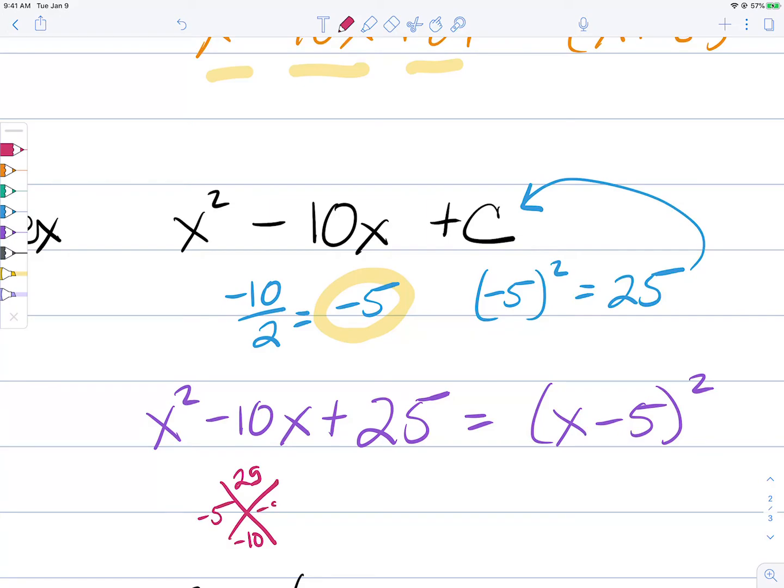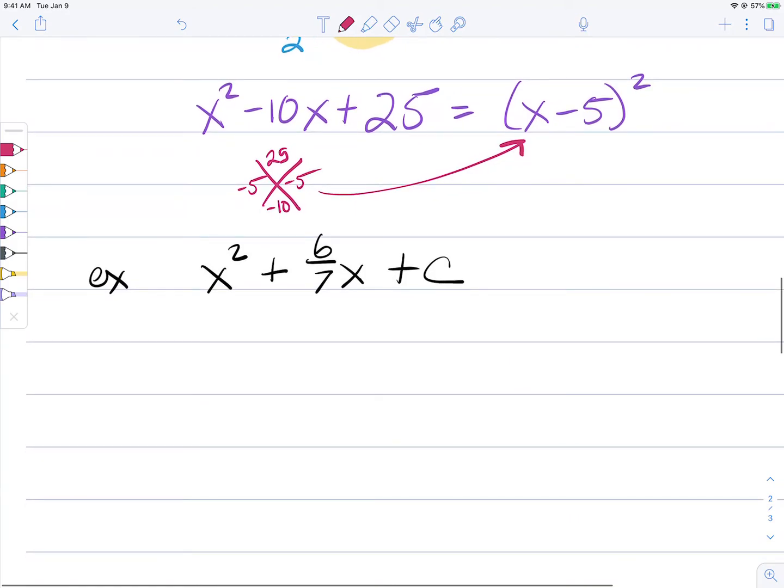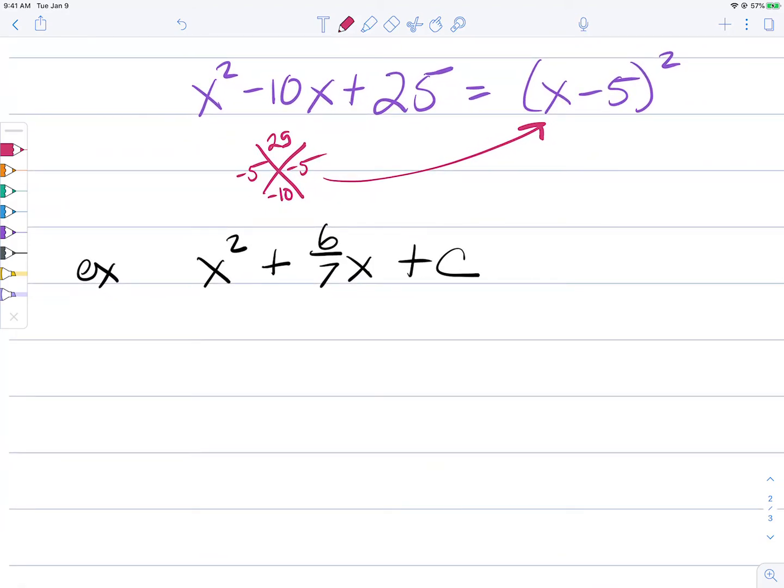That happens to be negative 5 and negative 5, which also gets you that answer right there. Okay, let's try one more. Now I am giving you one that has a fraction for a very specific reason. If you were to divide something by 2, it's the same as multiplying by a half. These are exactly the same thing.